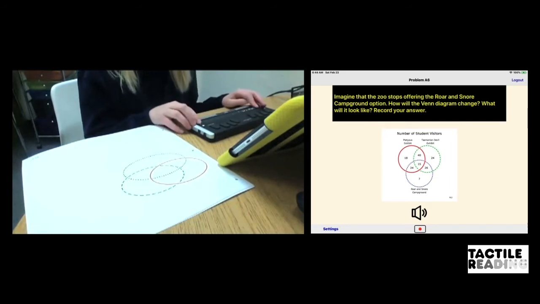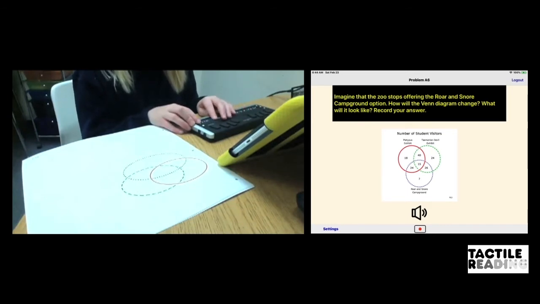Problem A6. Imagine that the zoo stops offering the Roar and Snore campground option. How will the Venn diagram change? What will it look like? Record your answer.